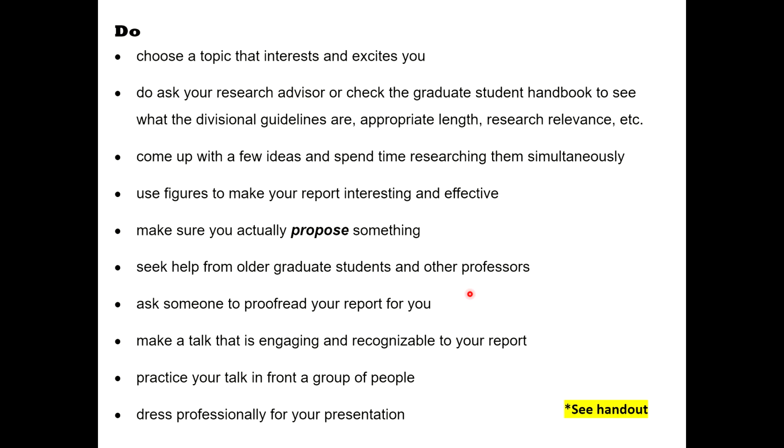Okay. Make sure you actually propose something. I know you're going to think I'm ridiculous for saying this, but I have sat in OPs where the person forgets to propose something. So make sure that you have well-defined project objectives such that if somebody says to you, hey, what's your OP? You can give them a couple of sentences of what you're actually proposing. It's very easy to get caught up in the background and the literature review and stuff like that. So make sure that you actually have something that you're going to study.